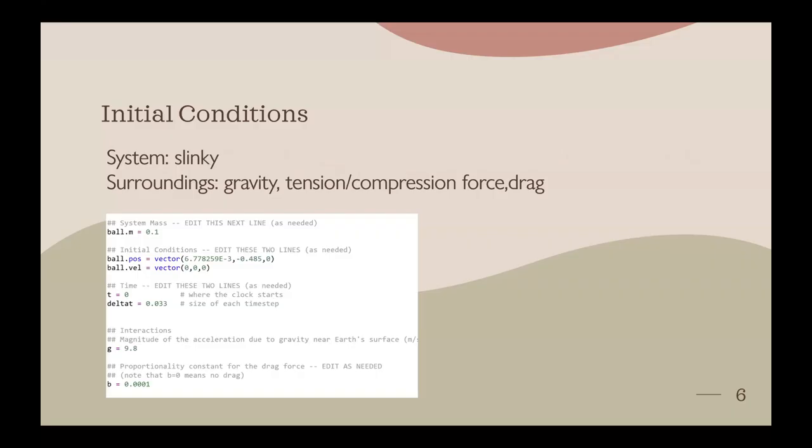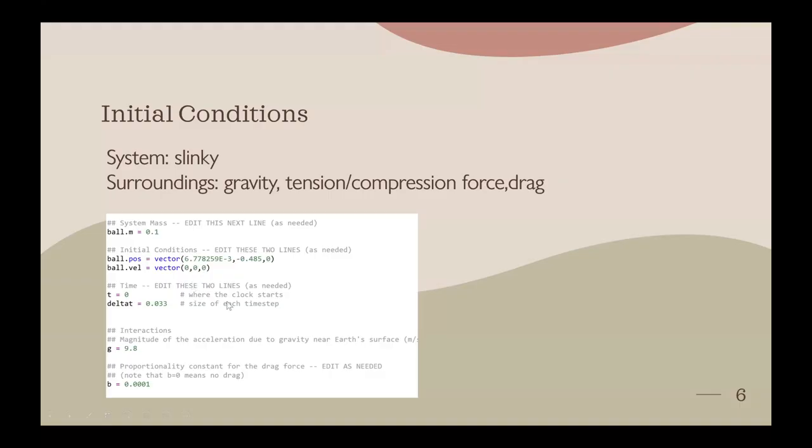In this case, the system is the slinky, and the surroundings include gravity, the tension/compression force acting upwards, and then the drag force, which would act opposite to the motion of the slinky. And since the slinky is falling down, drag would act upwards. And then I also included the mass of the slinky. In this case, they didn't tell us the mass of the slinky in the video, so I just left it at 0.1. And then I added the initial position and velocity vectors, which I found using GlowScript.